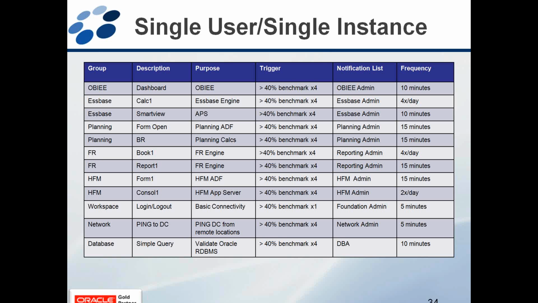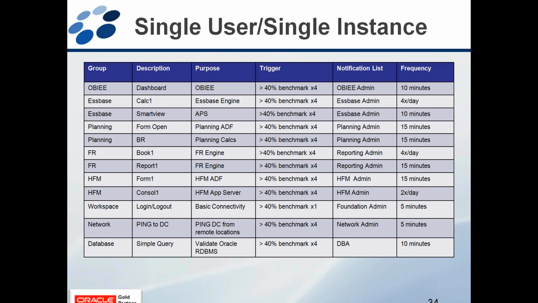So maybe we're going to run this regression test daily, or maybe it's an integrated health check that we're running every hour. But our trigger criteria is going to look similar, and it might be that, hey, if performance is worse than 40% of our benchmark 4 times in a row. So maybe we're not going to trigger if it's wrong just once.